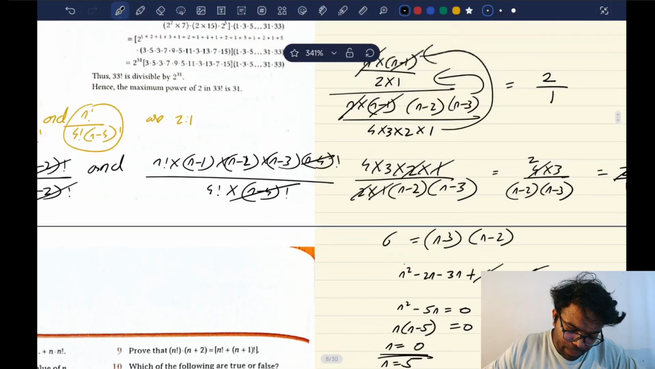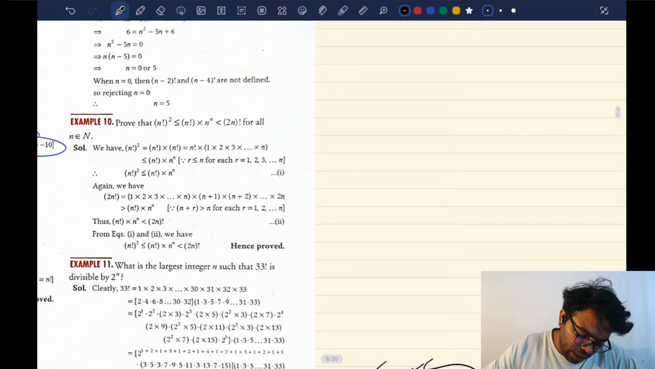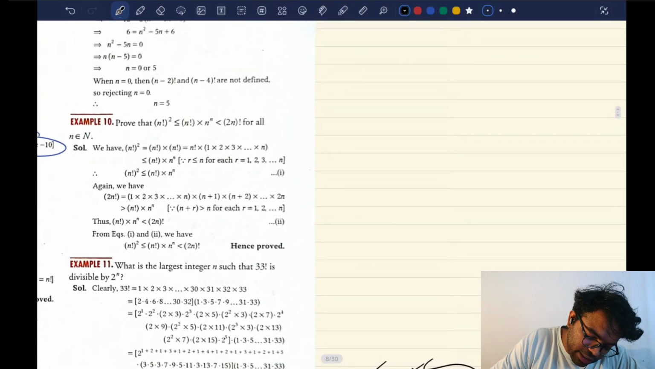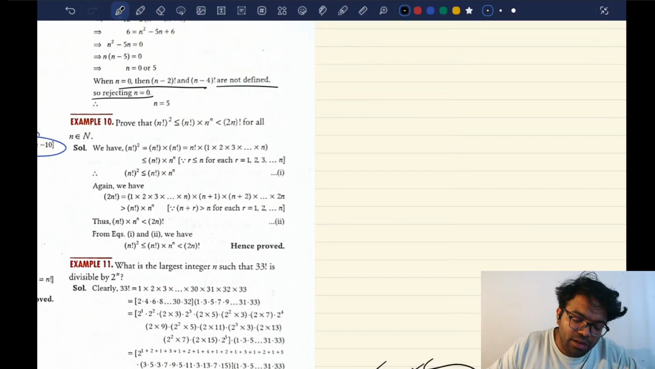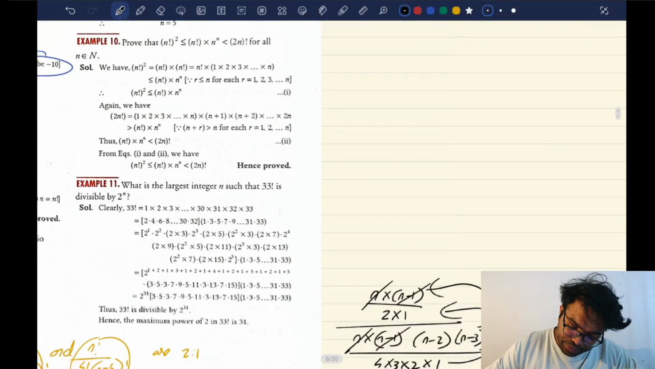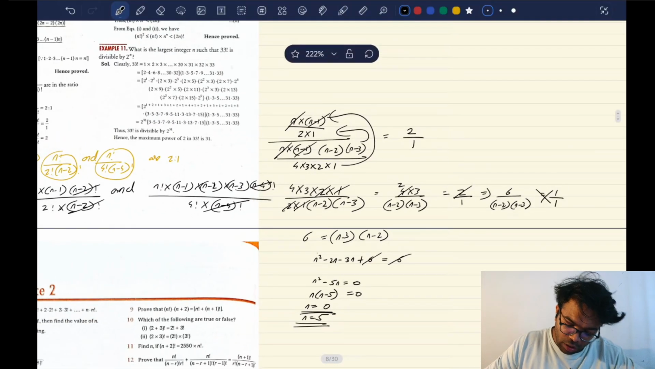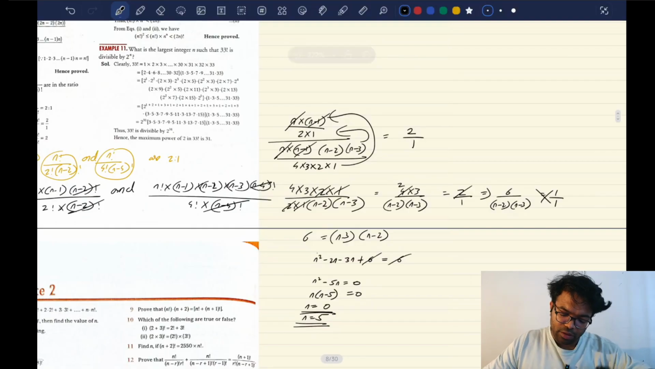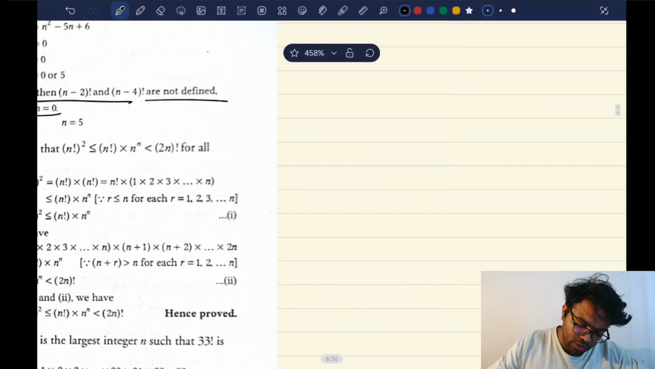Okay, so the answer is n is equal to 5. Why are we rejecting this? Because if n is equal to 0, then n minus 2 factorial and n minus 4 factorial are not defined, right? That is the reason why we are taking n is equal to 0 as incorrect. So we just remove it. Clear? Small mistake, but still this is how you solve the question.